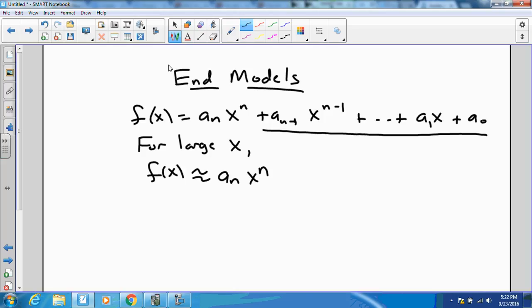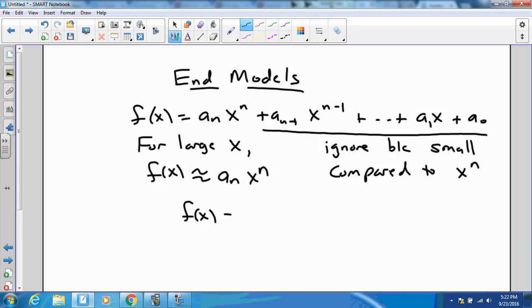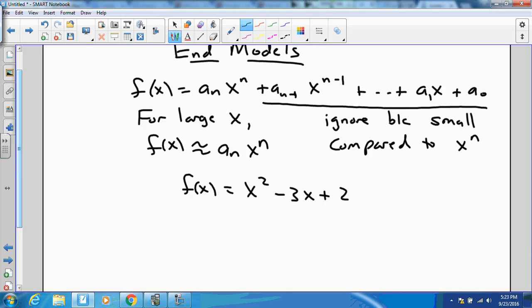Now, why is that? Let me argue numerically, and then I'll show you on a graph. Numerically, I can ignore these terms because for large values of x, they are going to be overwhelmed or swamped by the large term a_n x to the n. They are small compared to x to the n. Just to give you an example, let's make this concrete. Let's say f of x is equal to x squared minus 3x plus 2.